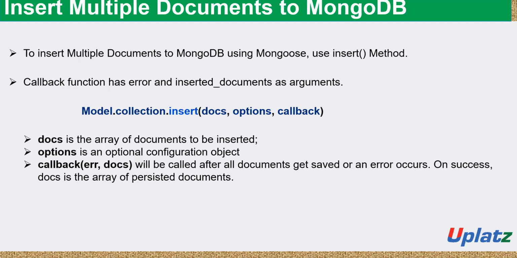And now this is also going to take a callback function as a third parameter. The first parameter of the insert method is the array of objects or documents that we want to insert. The second parameter is an optional configuration object. The third parameter is a callback function which will be called after all documents get inserted or whenever an error occurs. On success, the result is the array of persisted documents. So let's see how to insert multiple documents into MongoDB.